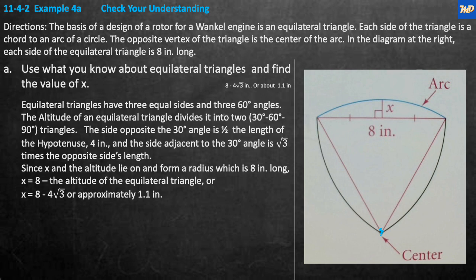So what do we know? Equilateral triangles have 3 equal sides, but we were given that, and 3 60-degree angles. The altitude of an equilateral triangle, so we're going to say the altitude coming right down here. I'm going to draw it in, but it's not going to be very good, but you know what I'm doing. The altitude coming right down here.